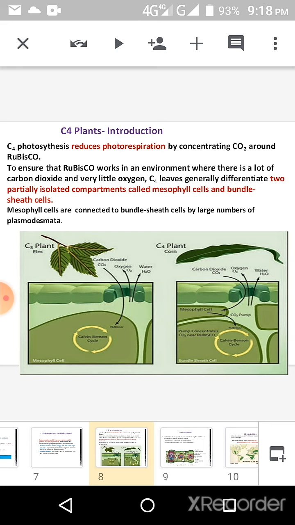To ensure that Rubisco works in an environment where there is a lot of carbon dioxide and very little oxygen, C4 plant leaves have differentiated two partially isolated compartments called mesophyll cells and bundle sheath cells, which you can see in the diagram of the C4 plant, where there is one mesophyll cell as well as a bundle sheath cell. However, in spite of being separate, they are connected by means of plasmodesmata.